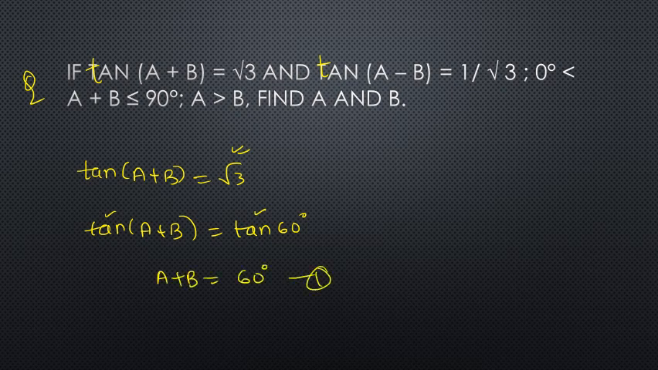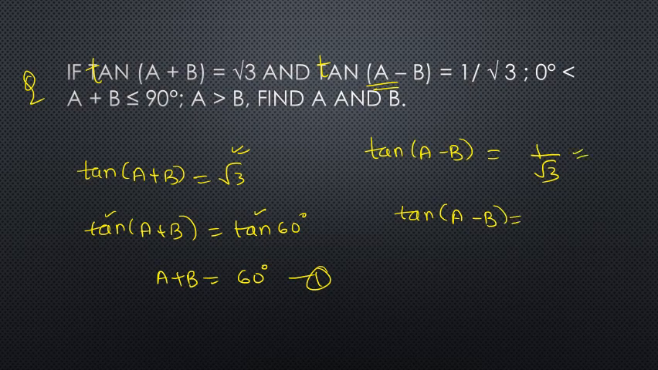This is your first equation. When you have tan(A minus B), which is 1 by root 3 as per the question, you know that the value of tan 30 is 1 by root 3. So again, if you compare, A minus B is 30. Now you can solve these two equations using either elimination or substitution, any method, and you can find out the values of A and B.